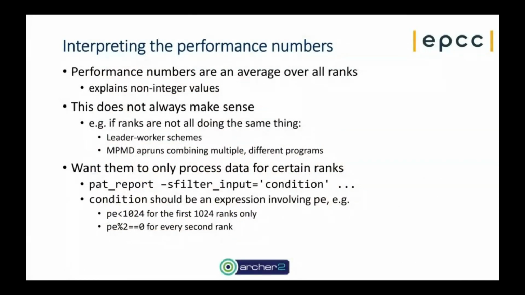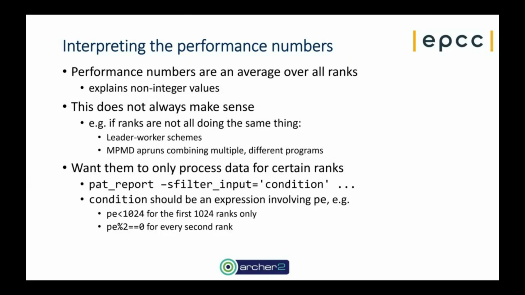Cray gives you performance numbers in general, which are averaged across all the ranks, and that's why you don't always get integer values for some things. It will say you've retired 24.7 instructions. Of course, you can't retire 0.7 of an instruction, but that's because not all ranks do the same amount of work.